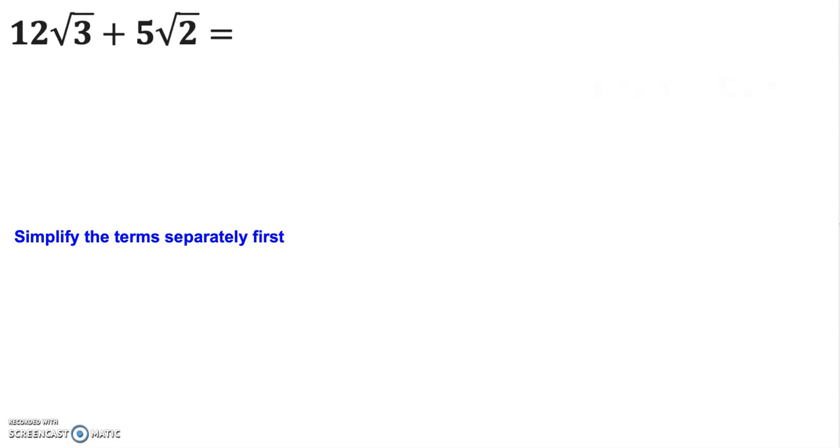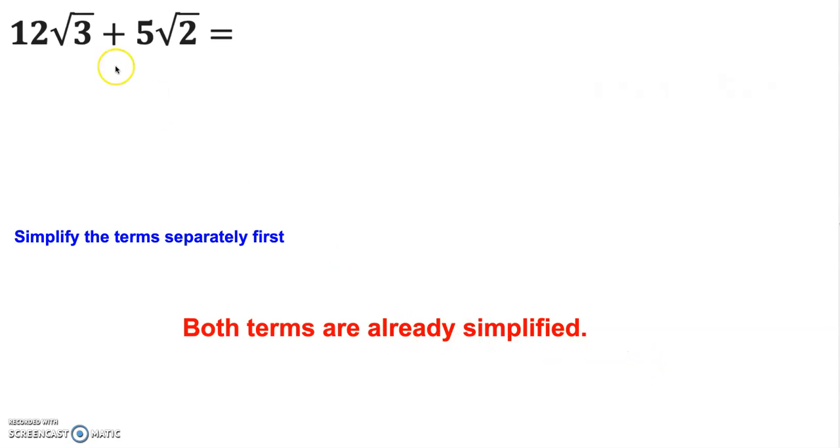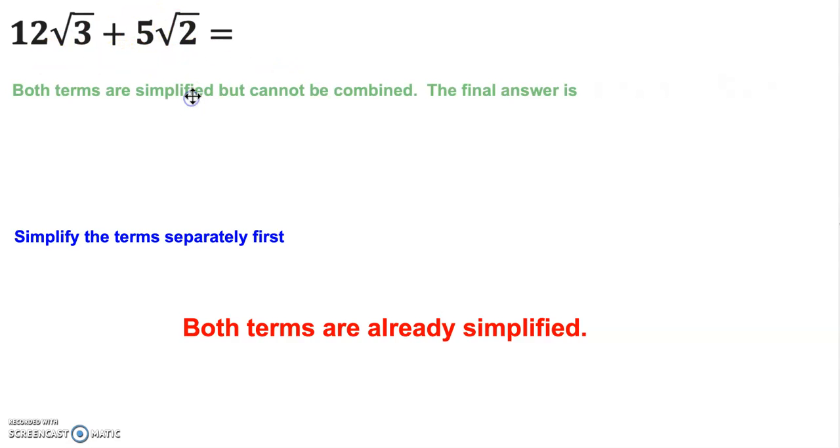The next example, if we look at simplifying 12 root 3 and 5 root 2, both terms are already simplified. The root 3 does not simplify. The root 2 doesn't either. We are not trying to simplify the coefficients. We're trying to simplify the radicals. And root 3 and root 2 are in their simplest form. But notice the radicands aren't the same. 3 and 2 are not the same number. So those are not like terms. Both terms are simplified but can't be combined. And so our final answer is just that full expression, 12 root 3 plus 5 root 2.